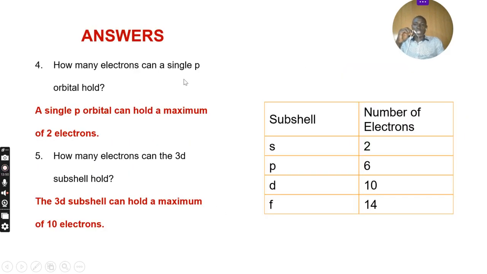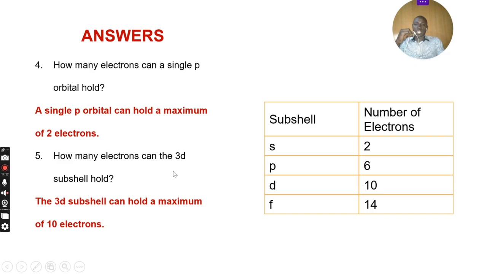Okay, how many electrons can a single p orbital hold? Any one orbital can hold 2 electrons. The reason why p can hold 6 electrons is because there are 3 orbitals, so each is holding 2 electrons. So in all, the p subshell can hold 6, but a single p orbital can hold just 2 electrons.